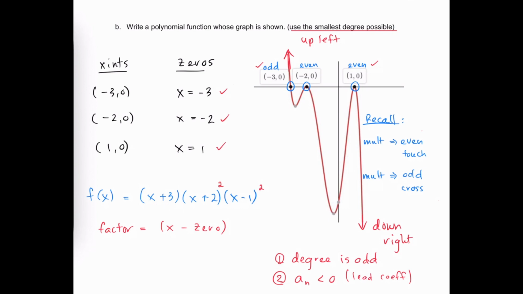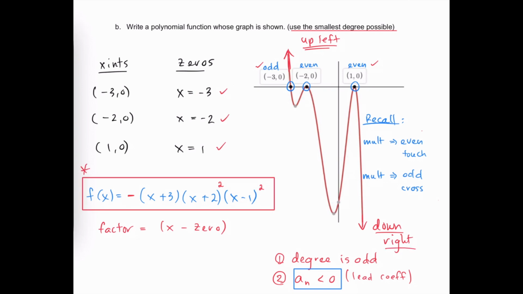So now this is the smallest degree possible, but there's still one thing that we need to fix, which is that the leading coefficient needs to be negative. In order to fix our polynomial function so that the leading coefficient is negative, all we need to do is multiply by a -1 out here on the front. This is essentially the equivalent of a vertical flip so that the end behavior lands up on the left and down on the right. And so this is a possibility for the graph of this polynomial function.